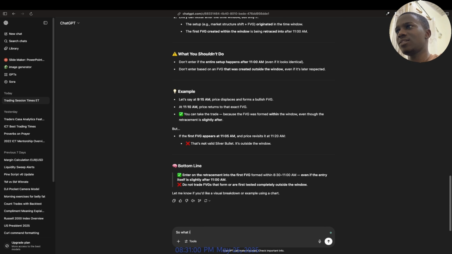So what if the fair value gap was formed at 10:15 maybe, and it is retraced to at 11:15, which is out of the time window? Should I enter?